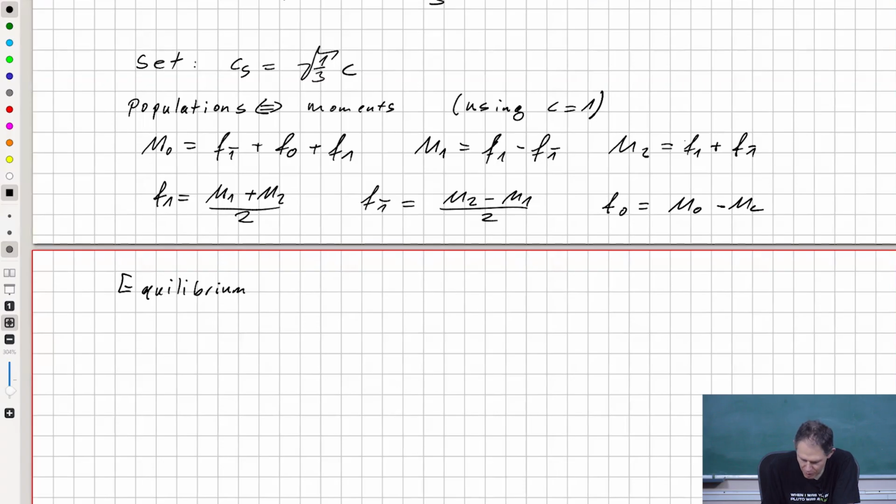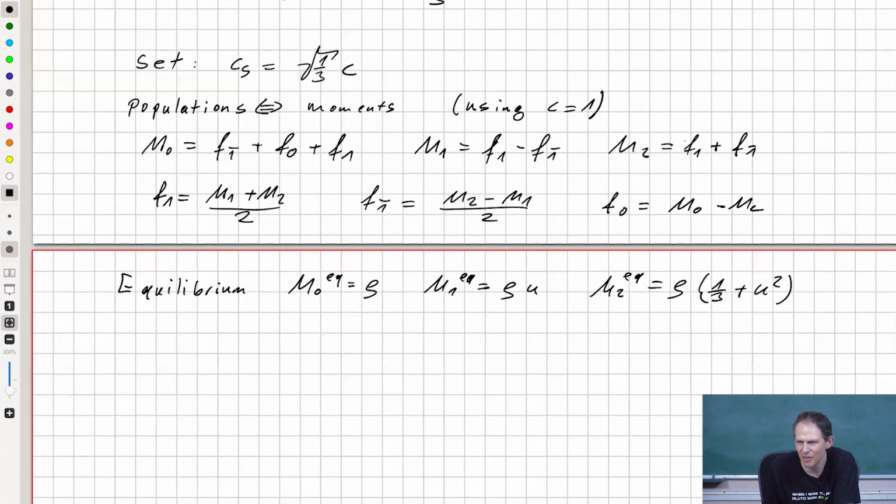We know the equilibrium. M0 equilibrium is rho. M1 equilibrium is rho u. And M2 equilibrium is rho times 1/3 plus u square. Now you have to forgive me, you see now they all come without units, so you can simply add 1/3 to u square. Which gives physicists goosebumps seeing this, but this is the way it is usually written down.